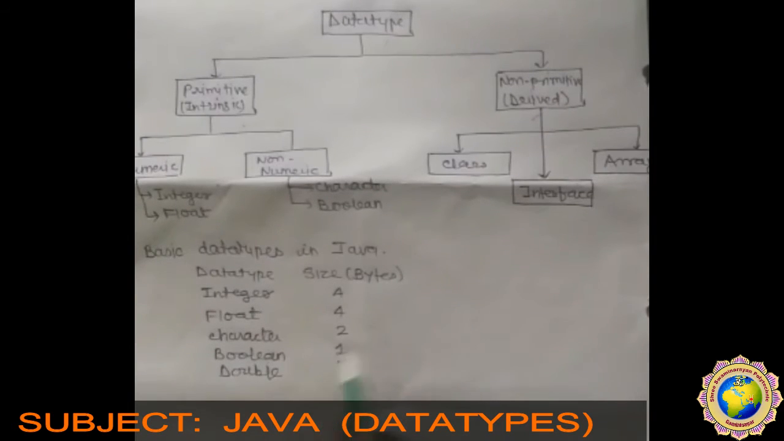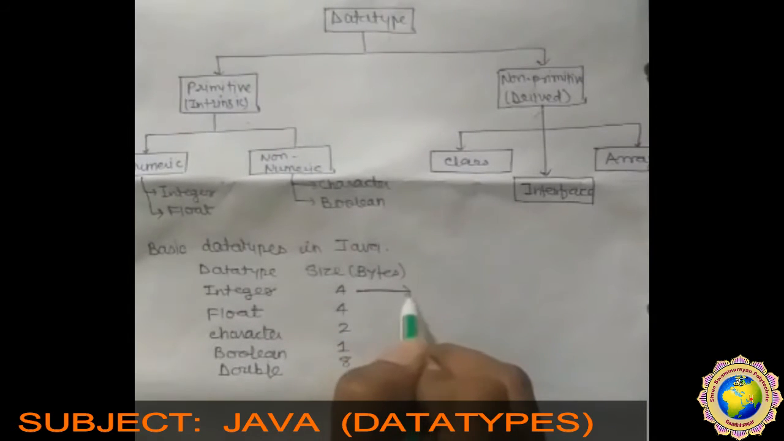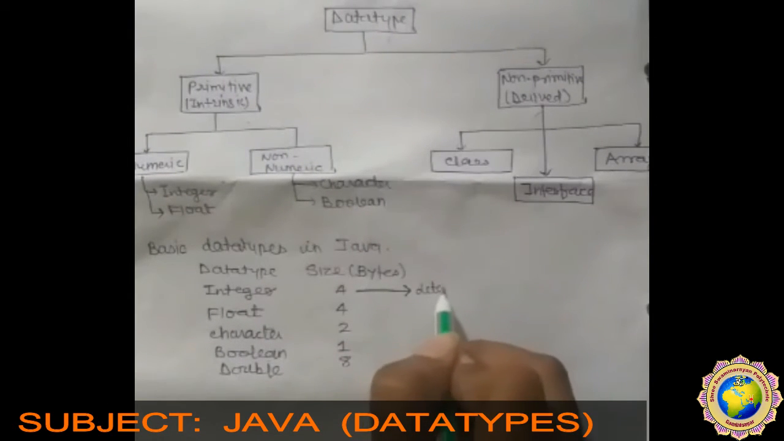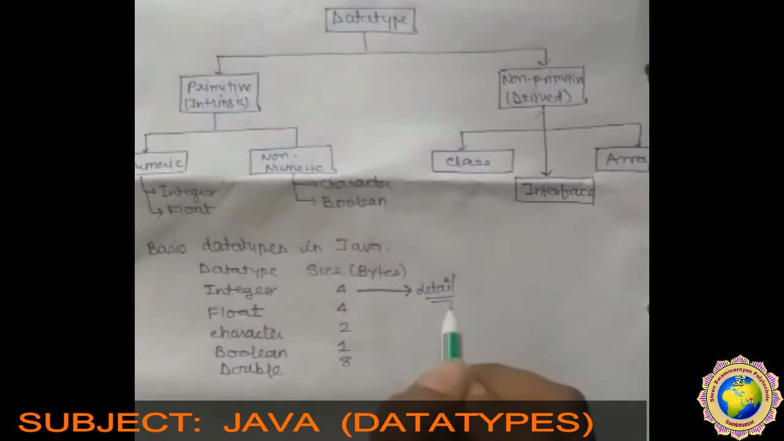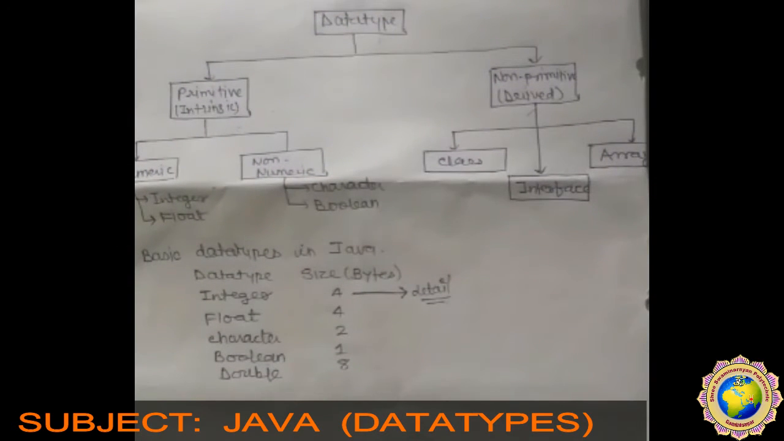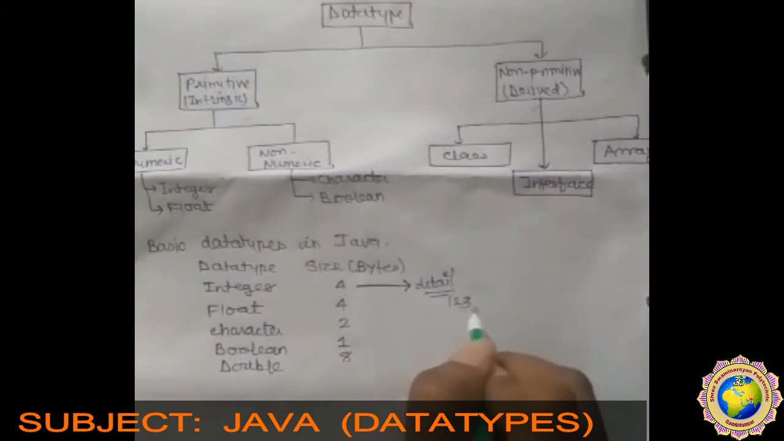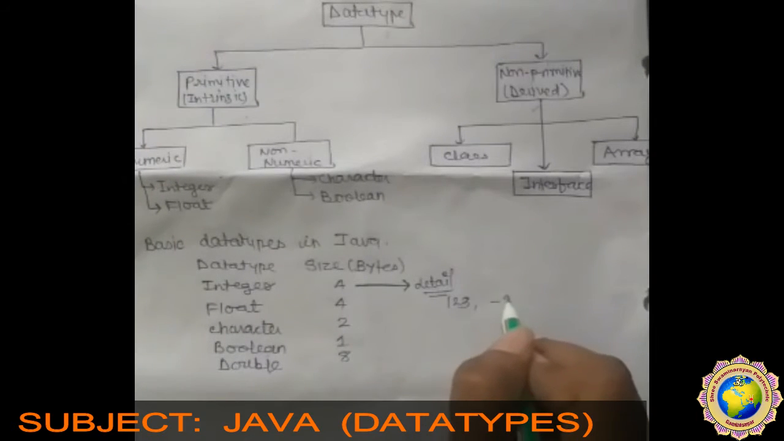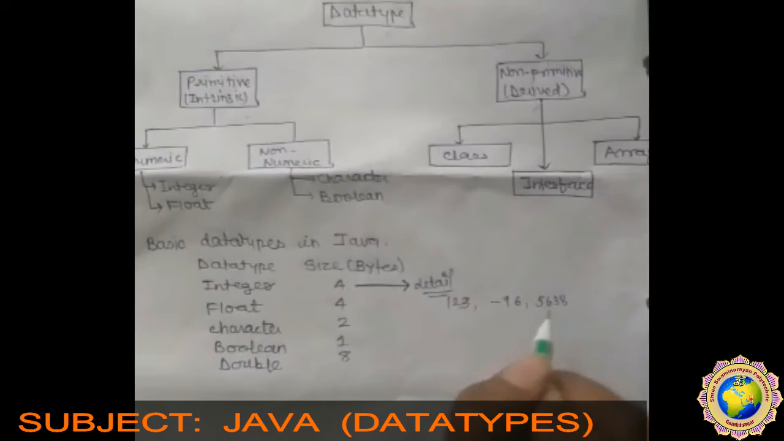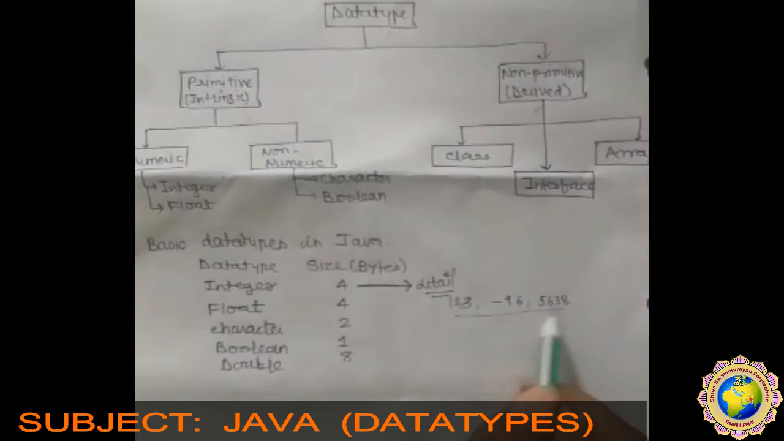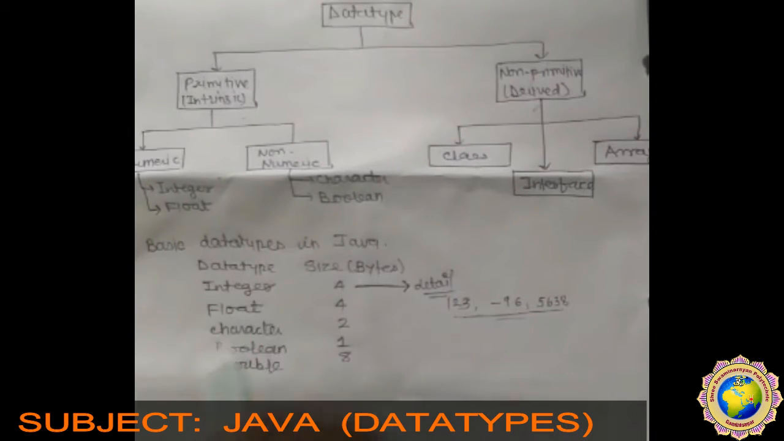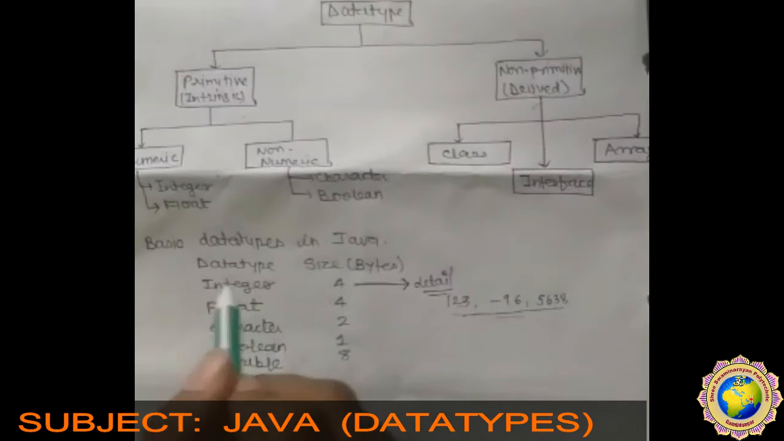Now we are going to see the integer in detail. So basically, integer type can be a whole number such as 123, 90, -96 and 5638. These values are considered as integers. The size of the value that can be stored depends on the integer data type we have chosen.